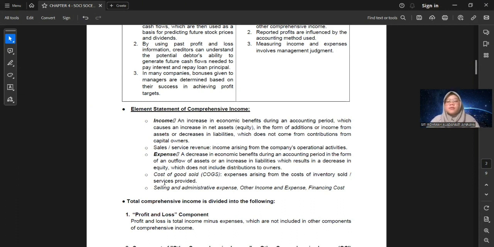And then there will be also cost of goods sold. Expenses arising from the cost of inventory sold or services provided, and then selling and administrative expense.